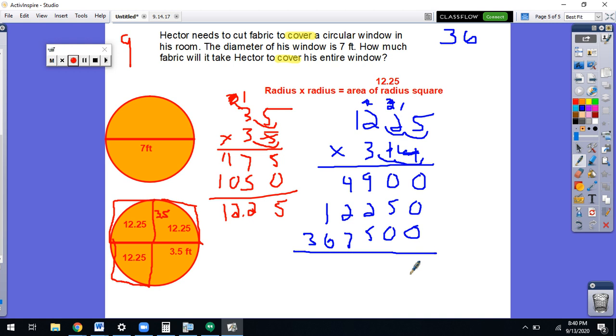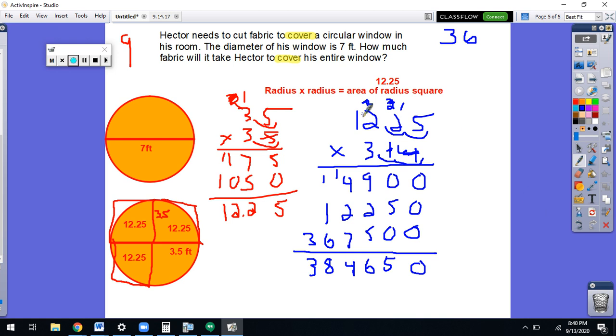Now I got all these numbers that add up. So all these are zeros, that's a 5. 9 plus 2 is 11, plus 5 is 16. Let me make sure I do that right. 9 plus 2 is 11, plus 5 is 16. Carry my 1. 4, 5, 6, 7, plus 7, 14. Carry my 1. 1, 2, plus 6 is 8. And a 3. So, now I'm thinking to myself, where does the decimal go?